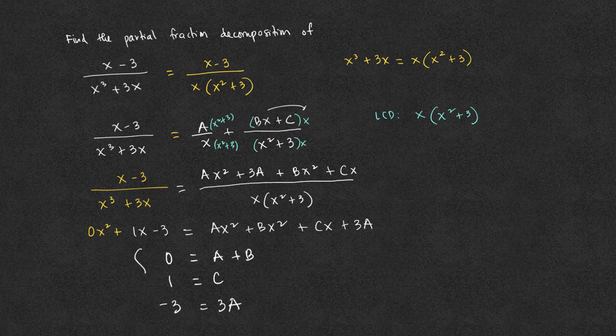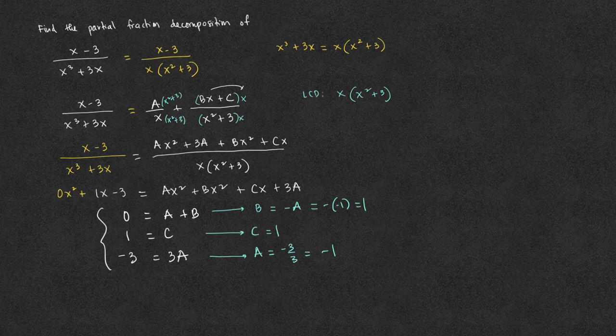From this system of equations, we see that C equals 1. Also, A equals negative 3 over 3, which is negative 1. But if A is negative 1, then B equals negative A from the first equation. A is already negative 1, so negative A is positive 1. And so, we have the coefficients we're looking for.